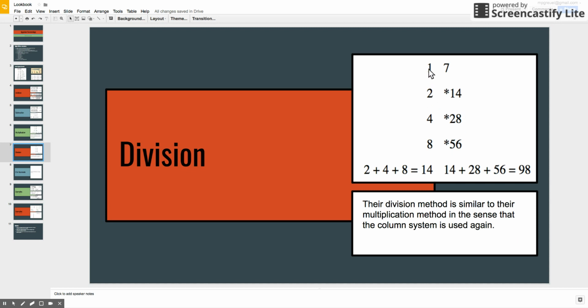So on the left, you do the numbers that, so 14, 28, and 56 all add up to 98, and then those corresponding numbers on the left add up to 14, which is 98 divided by 7.